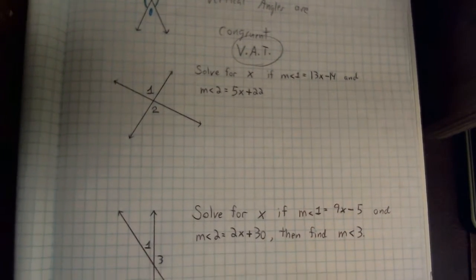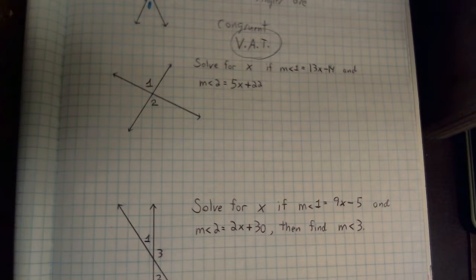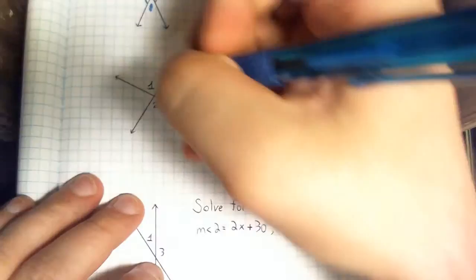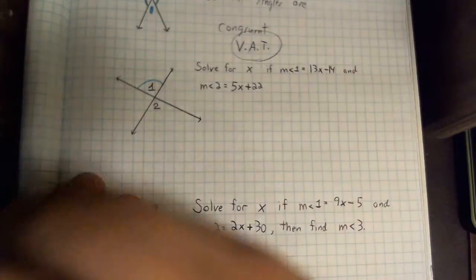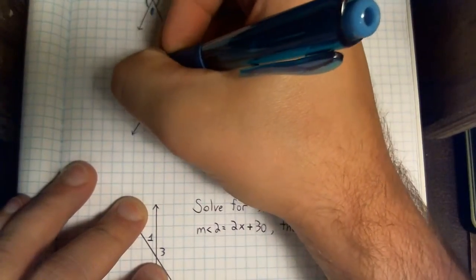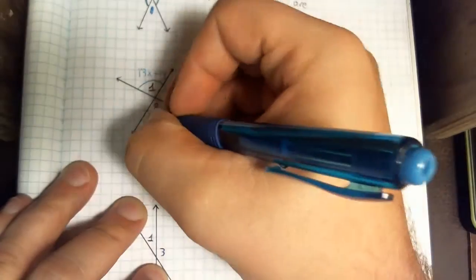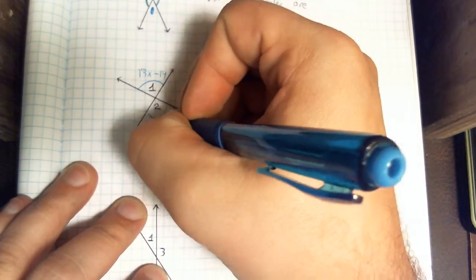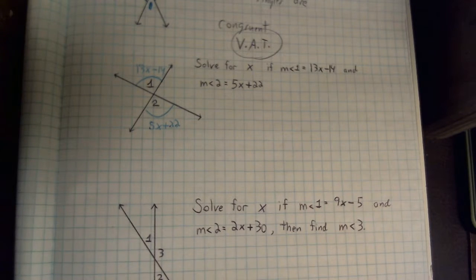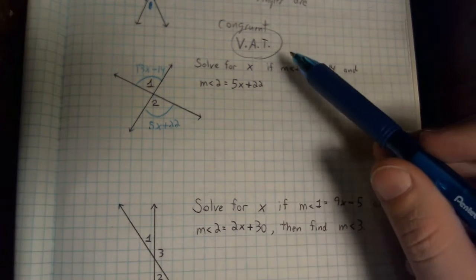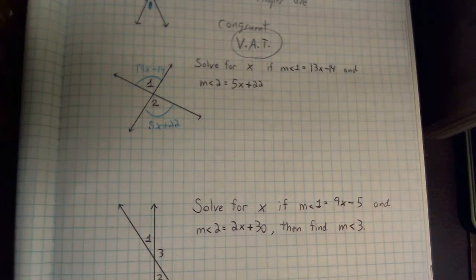So let's look at a couple of examples. It tells us to solve for x if the measure of angle 1 is 13x minus 14 and the measure of angle 2 is 5x plus 22. Let's plug in that information into our picture. Here's angle 1, it's 13x minus 14, and angle 2 is 5x plus 22. Now that we see that they're vertical, we can use the fact that they're going to be congruent in order to solve for x. How do we do that?